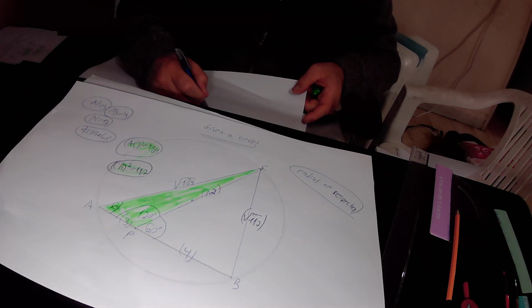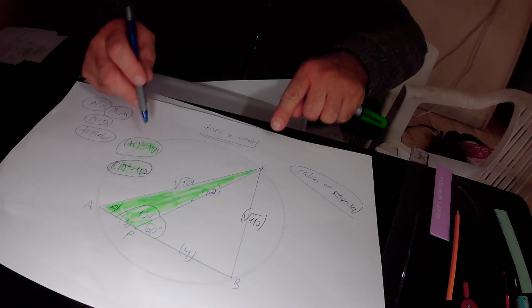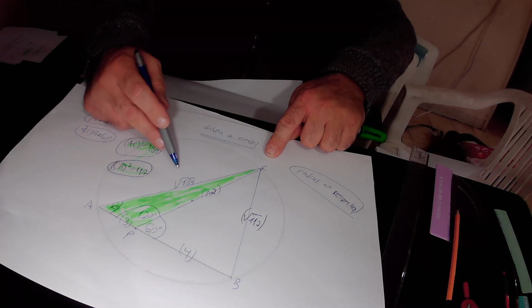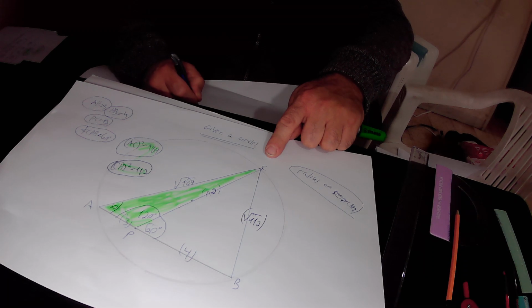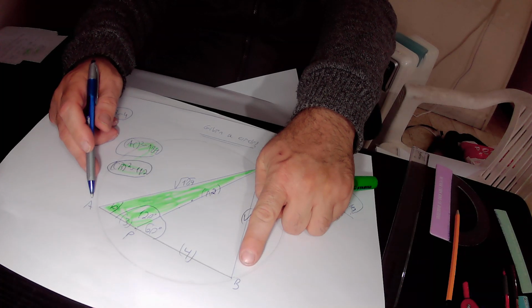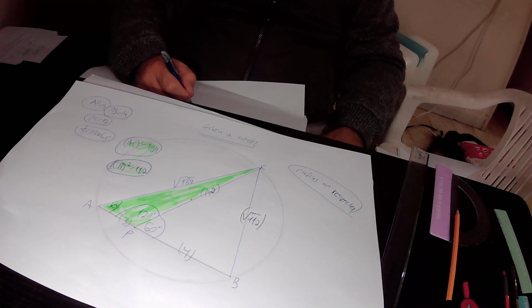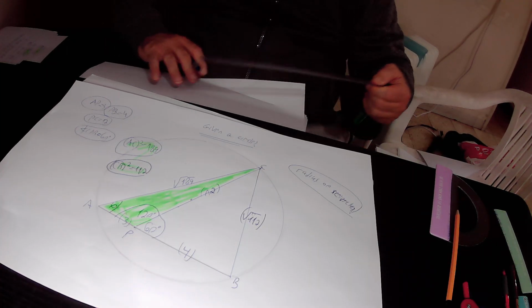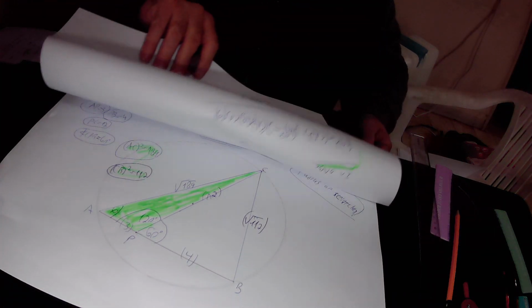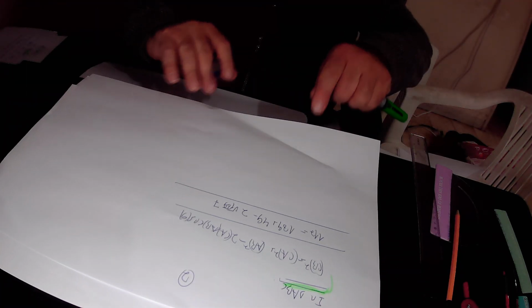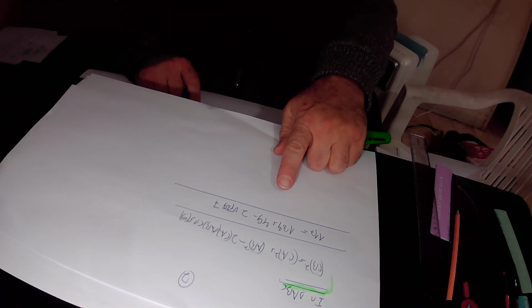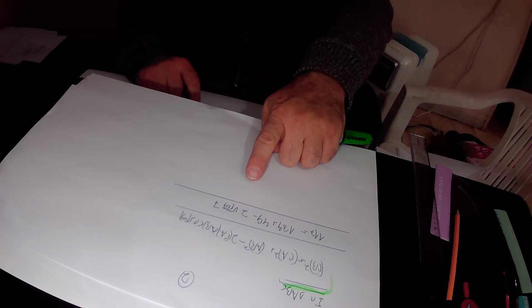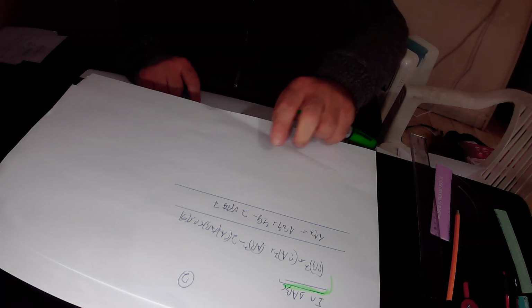Minus 2 times AC, which equals the square root of 189 units in length, times AB. AB equals 7. So in total, 112 equals 189 plus 49 minus 2 times 7 times square root of 189.